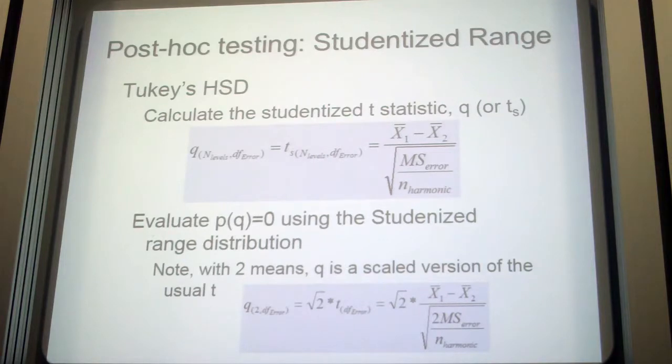And in the same way, the computer evaluates for us the probability of the Q statistic being 0, but it uses this studentized range distribution. And not surprisingly, Q and t are in fact related when there are only 2 levels.